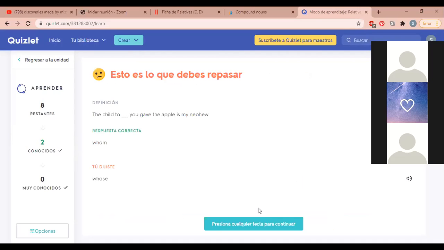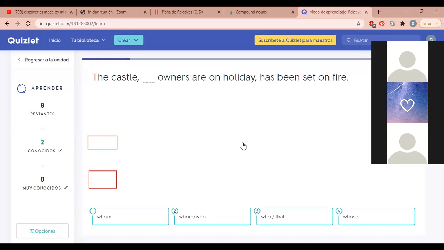Vamos acordándonos de los significados de sus relative pronouns. Whose, recuerda que este whose es de quién. ¿De quién? Y en este caso queremos referirnos a quién. ¿Sí? El niño a quien le diste la manzana es mi sobrino. The child whom you gave the apple is my nephew. Okay, just pay attention to these little details. Let's continue with the next.